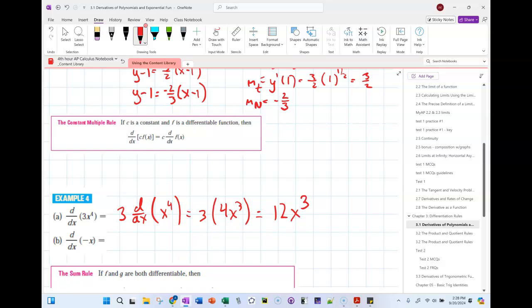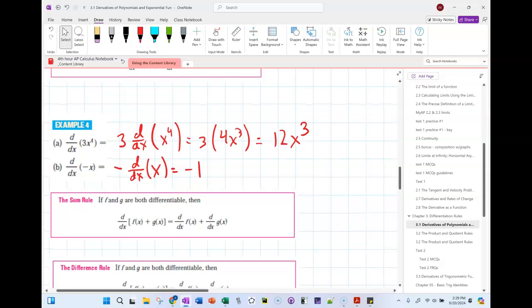This is nice, Mr. Kulik. This is way, way simpler. How about this next one? What do I get here? Derivative of negative x. Yeah, you just pull the negative off. It's negative 1. You probably could have done that without even looking at it, right?